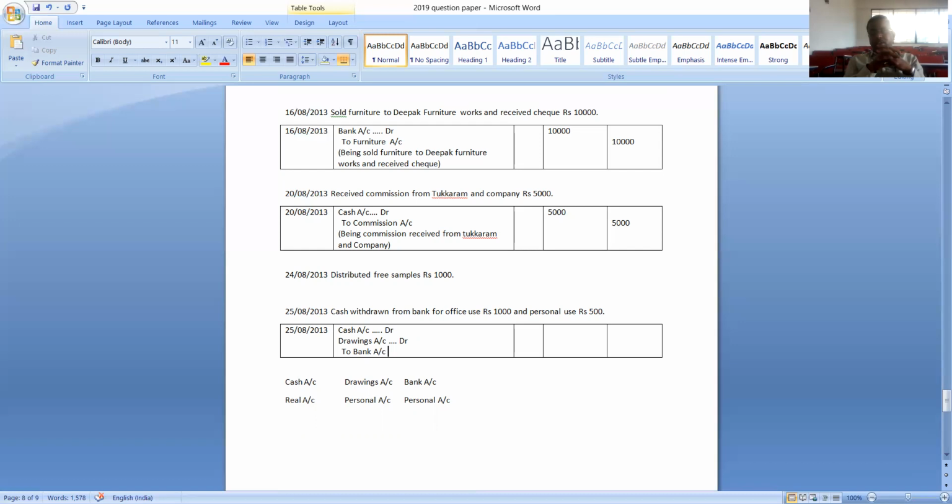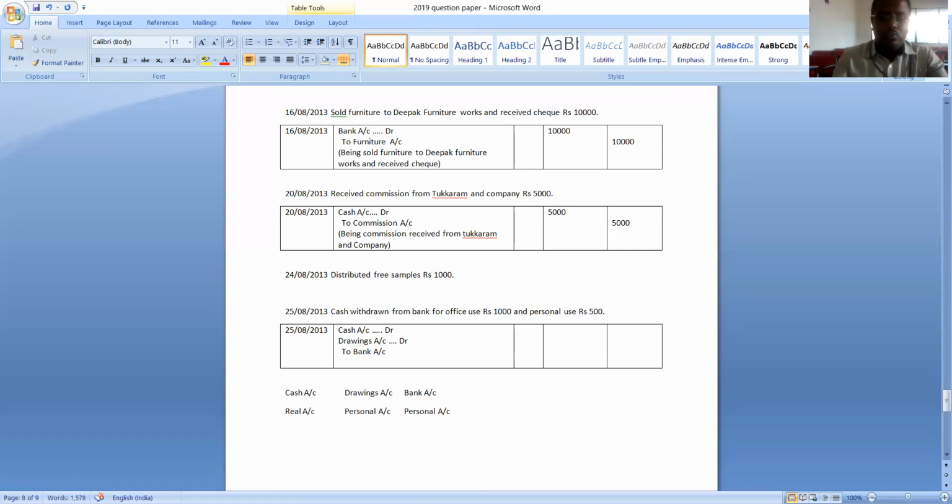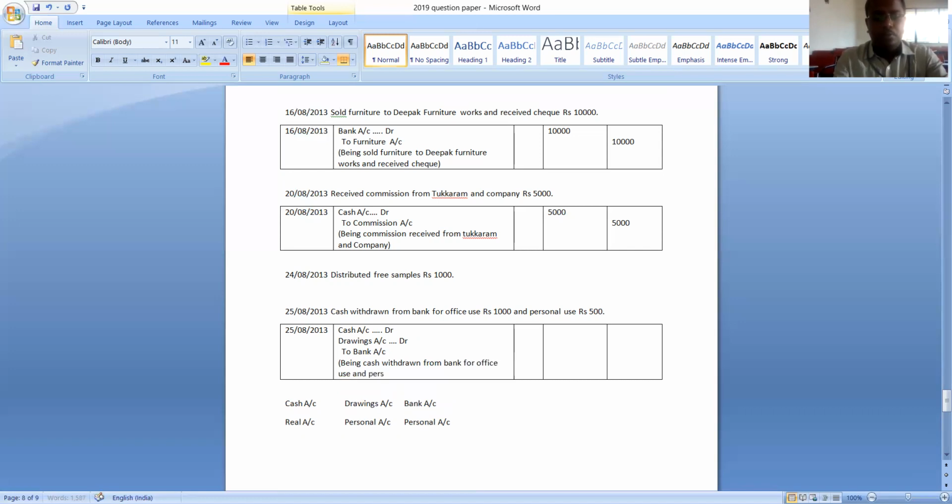Then which account should be credited? Bank account should be credited because banker is the giver. So what narration should we write now? Narration is being cash withdrawn from bank for office use and personal use. Okay, this is how we should write the narration.